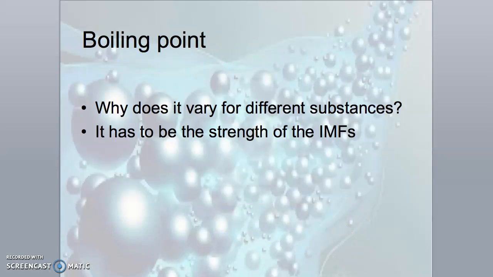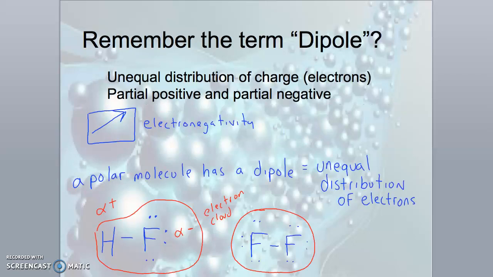So why does it vary? It has to be the strength of these intermolecular forces.